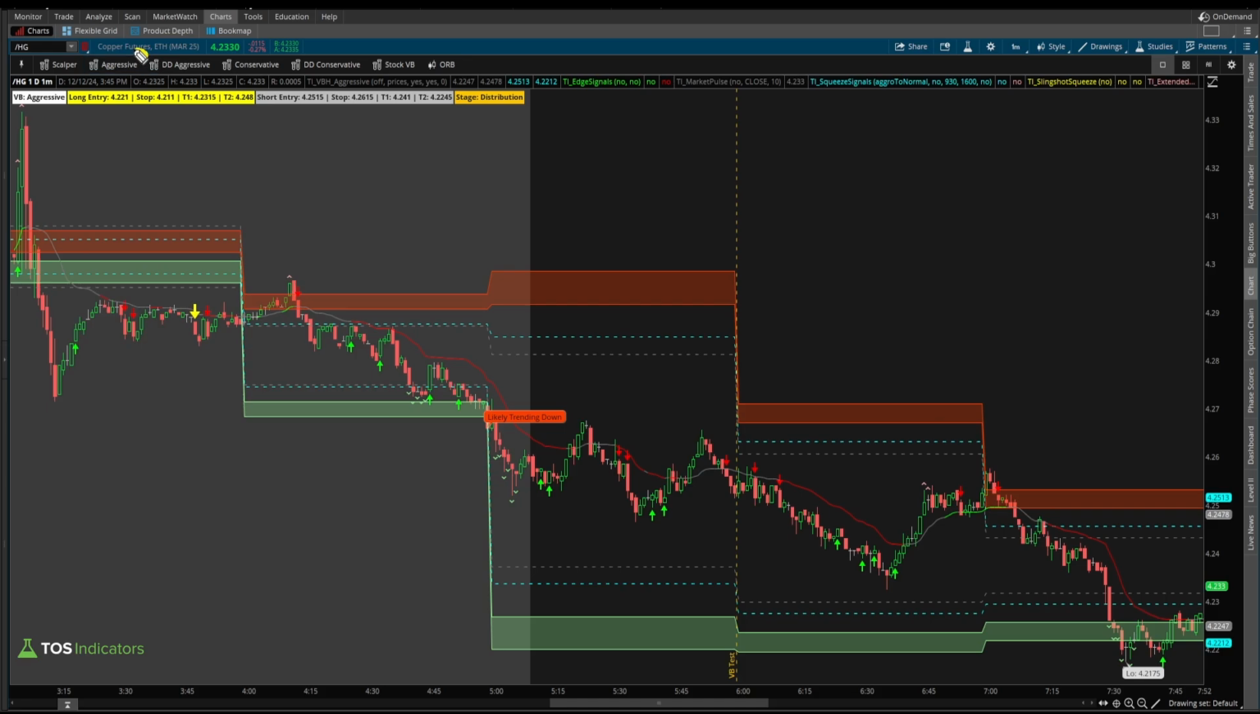To start the morning, copper was on its aggressive Volatility Box models. We have 4 different models available for copper to pick and choose from. They range from the aggressive up to the doomsday conservative. The fact that copper started here tells us that there was little volatility to start the morning, and we can see that here on our charts.